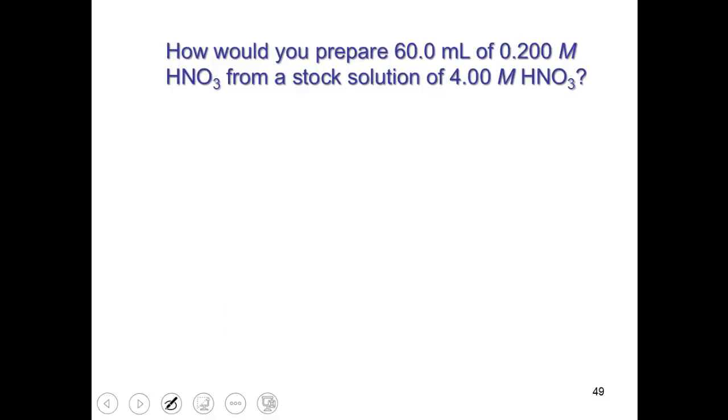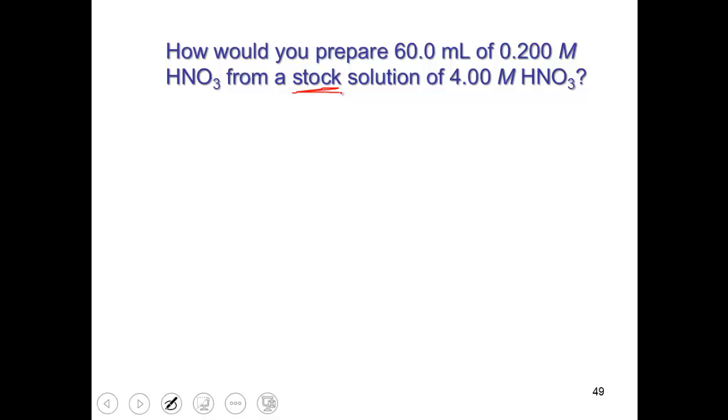How would you make 60 mL of a 0.2 molar nitric acid solution from a stock solution that is 4 molar in nitric acid? Stock solutions are typically solutions that we buy. We put them in the stock room, we buy them at that concentration, and then we dilute them down for student use, and obviously different recipes call for different concentrations. And so we buy a concentrated solution and then we can dilute it down instead of buying every concentration of solution from the chemical companies. They would love us to do that, but we just don't have that kind of money.